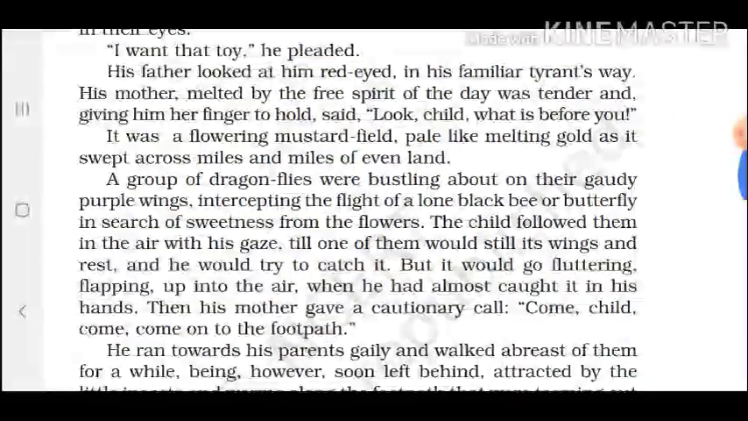A group of dragonflies were bustling, means flying about, on their gaudy purple wings. Here, gaudy means extremely bright. So dragonflies are a type of fly, and this was the group. They were flying with their extremely bright purple wings and intercepting the flight of a lone black bee.